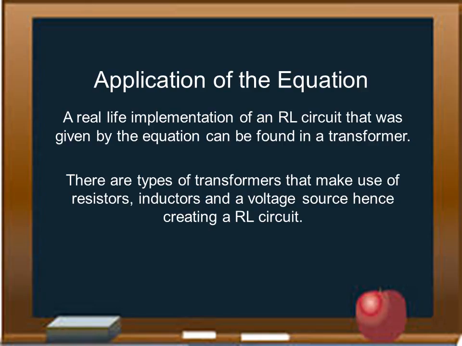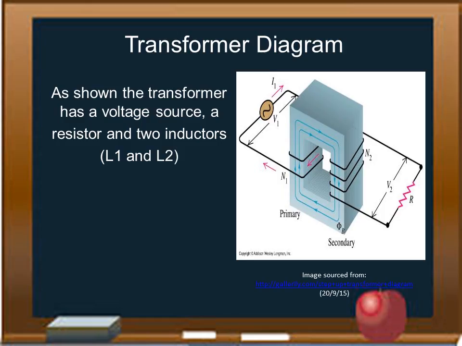One of these uses in electrical engineering is through the use of transformers. A transformer utilizes Faraday's law and the ferromagnetic properties of an iron core to influence AC voltage. As seen in the diagram, the transformer contains a voltage source, a resistor, and two coils around the iron core. These coils act as an inductor in this system, therefore completing the RL circuit.